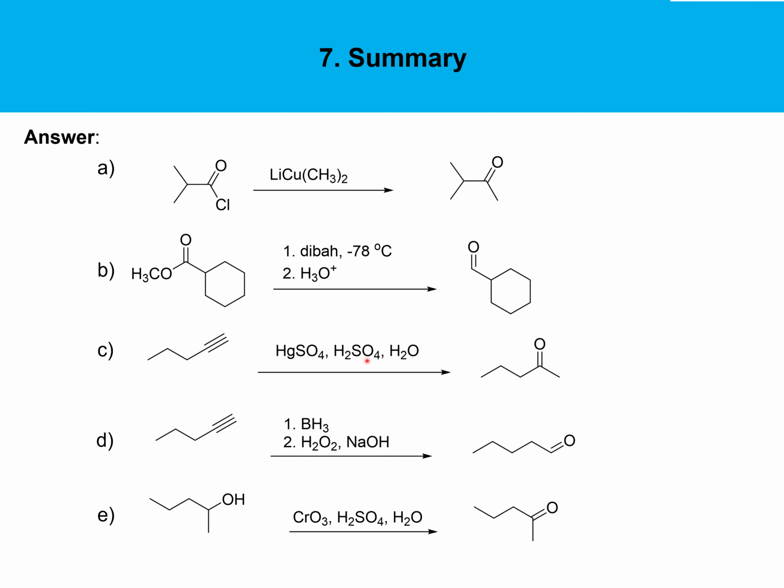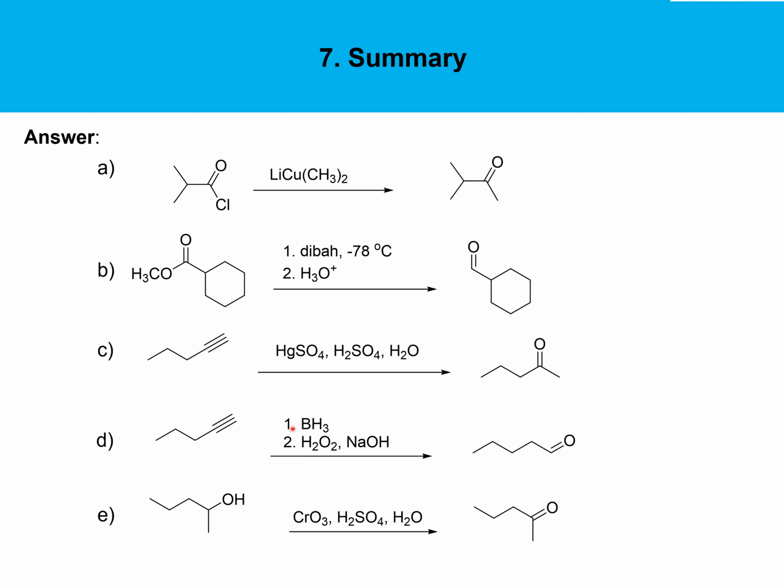Mercury sulfate, sulfuric acid, and water will lead to an oxymercuration of this alkyne. So initially, you'll get the more substituted carbonyl, which would be a carbonyl on this carbon, the internal carbon. And so you'll end up with a ketone that has a methyl group, which is this carbon at the end, plus 1, 2, 3 more carbons.